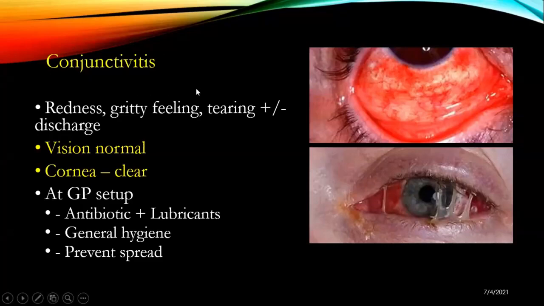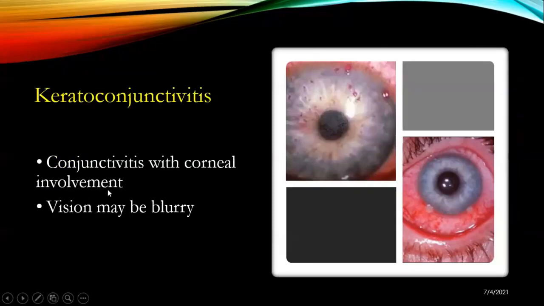In pure and simple conjunctivitis, patient will have redness, gritty feeling, tearing and discharge. The important thing is vision is normal here and cornea is clear. Just flash the torchlight onto the cornea and you will see a clear cornea, crystal clear cornea, and vision is normal. So in that case, you may treat these patients with antibiotics and lubricants, and advise the patient on general hygiene to prevent the spread of the conjunctivitis.